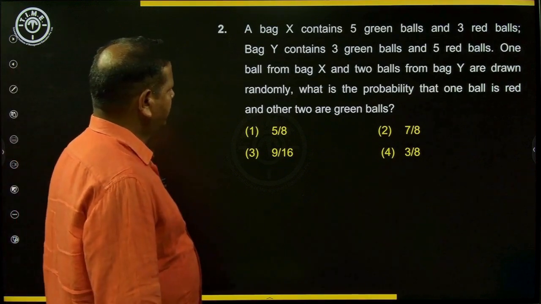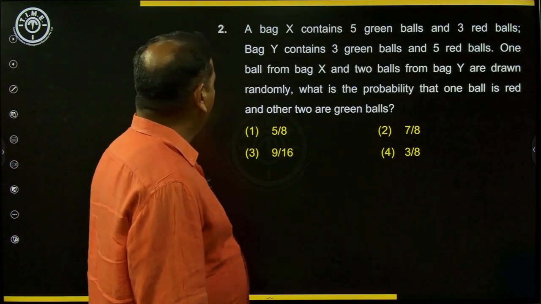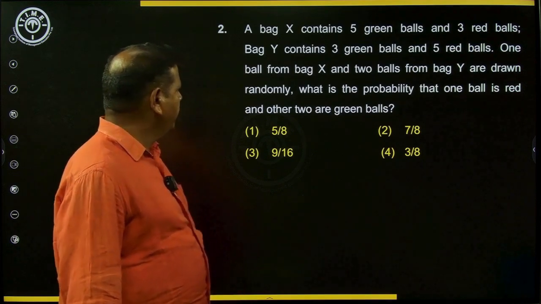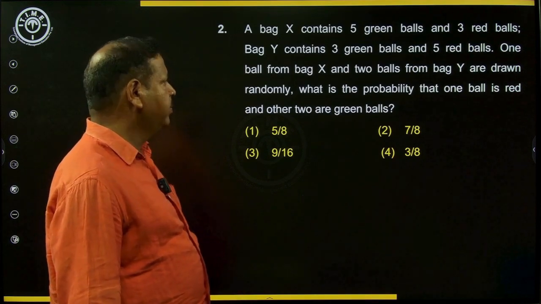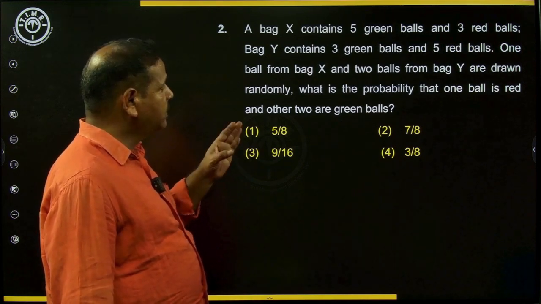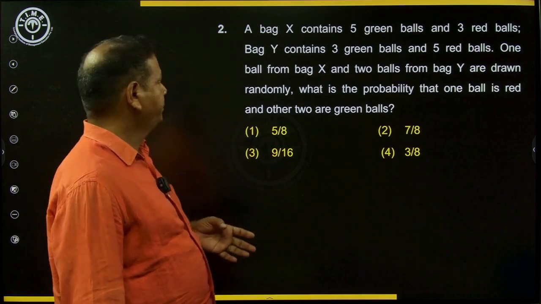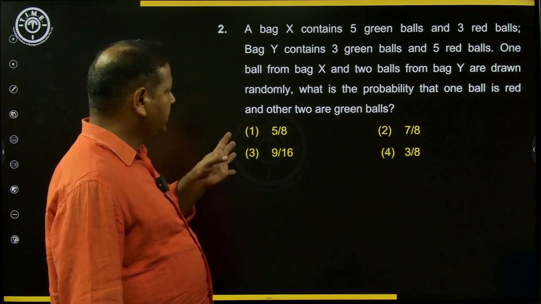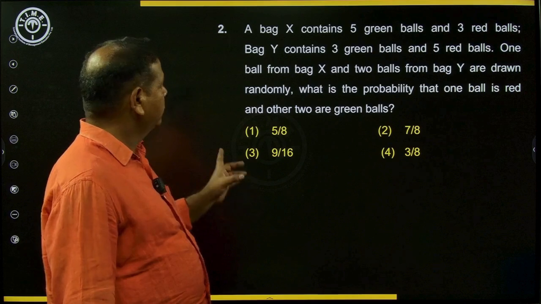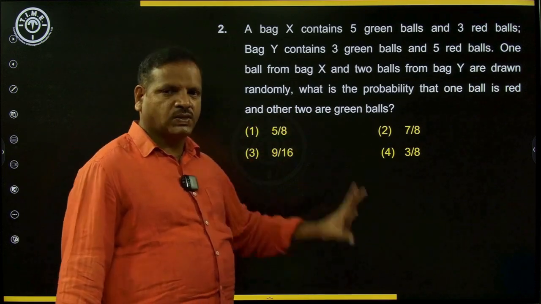To the next question. A bag X contains 5 green balls and 3 red balls. Bag Y contains 3 green balls and 5 red balls. 1 ball from bag X and 2 balls from bag Y are drawn randomly. What is the probability that 1 ball is red and the other 2 are green balls?